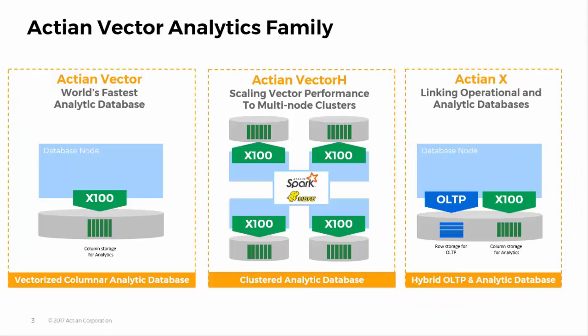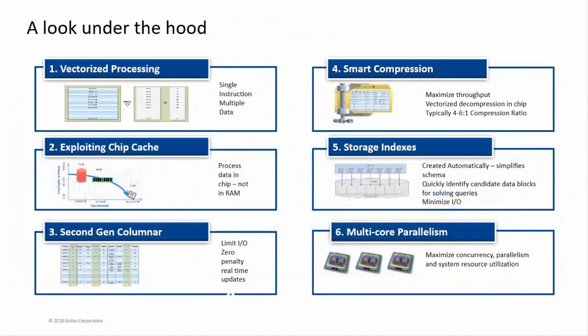So on the previous slide, the X100 engine was common to all three products. What we're going to do now is to take a look under the hood at the X100 engine. So what you'll see on the slide right now are 6 different things that make the Vector X100 engine unique. It's the combination of all 6 that make it unique. You will find some of these capabilities in our competitor products, but not all of them, and not designed in from the ground up.